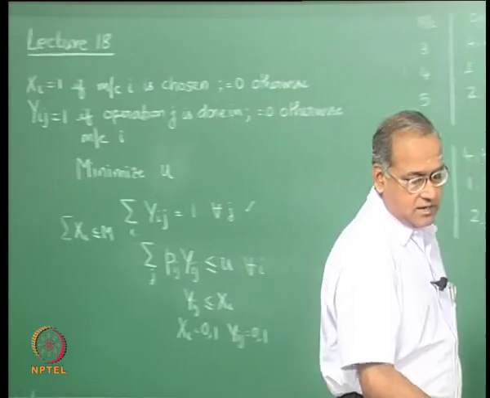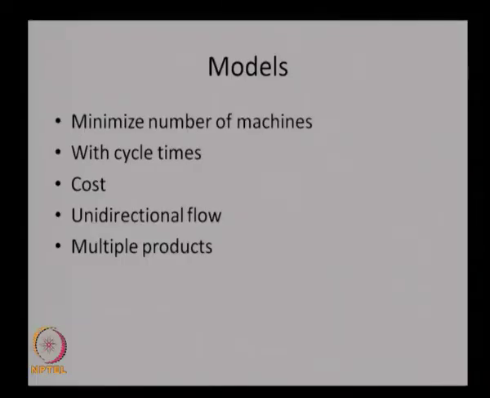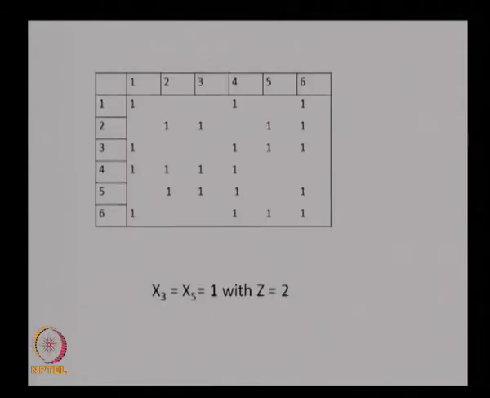So, now coming back to the earlier slide, we have seen 3 aspects of what has been shown here, which are minimizing the number of machines, and then considering cycle times and considering costs. We now move to unidirectional flow.